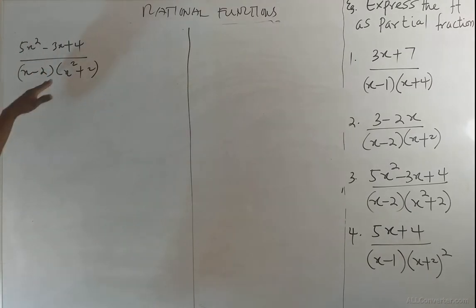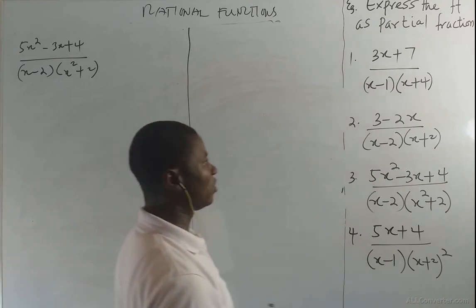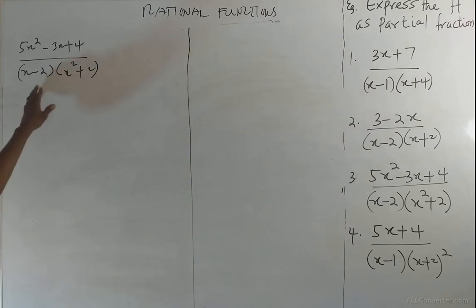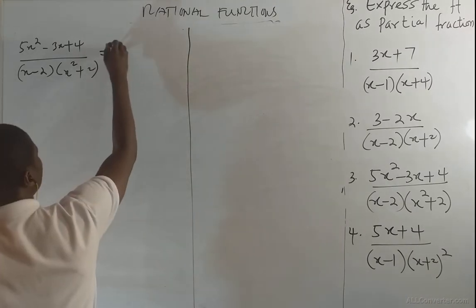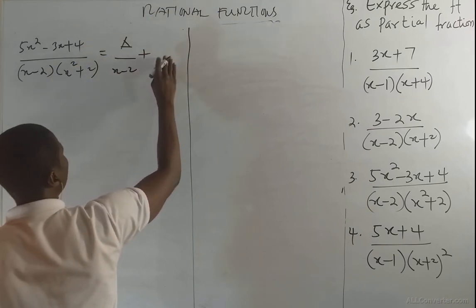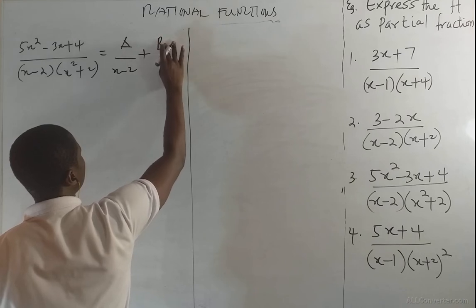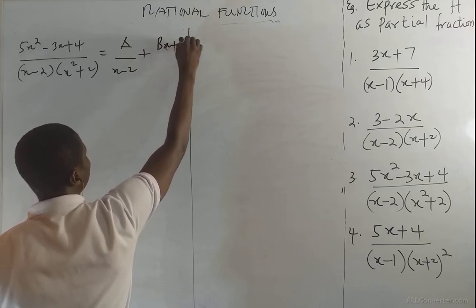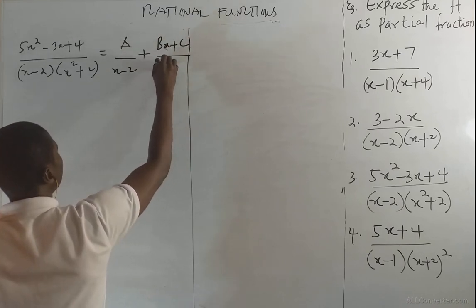And therefore, we now check the denominator to see whether it's a linear factor, quadratic, or repeated. But when you check the factors, x minus 2 is a linear factor, but the x squared plus 2 is a quadratic factor. So because one of the factors is quadratic, then that would be type 2. That denominator has a quadratic factor. And so this would be equal to a over the linear factor, that is x minus 2, but the quadratic factor would be bx plus c over x squared plus 2.